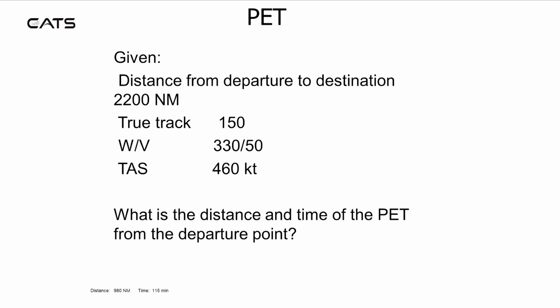Well, using the CRP5, get the ground speeds out and home. And the formula is PET equals DH over O plus H. The distance is 2,200 nautical miles multiplied by the ground speed home divided by the ground speed out plus the ground speed home. This gives a distance of 980 nautical miles. And using the ground speed out, you can divide that into that distance to find a time of 115 minutes.